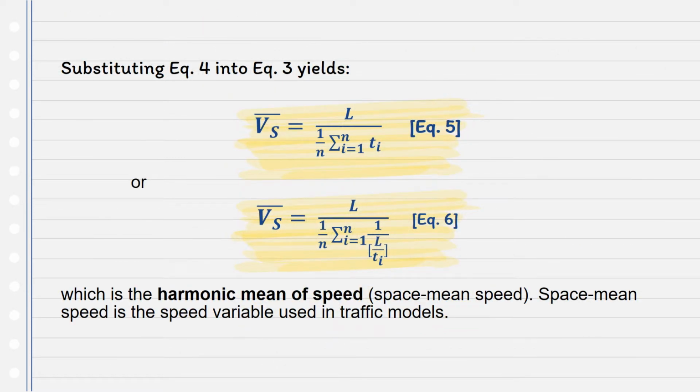Substituting equation 4 into equation 3 yields Vs = L / ((1/N) times the summation of Ti from i = 1 to N), or Vs = 1 / ((1/N) times the summation of 1/(L/Ti) from i = 1 to N). This is the harmonic mean of speed, or the space mean speed. The space mean speed is the speed variable used in traffic models.